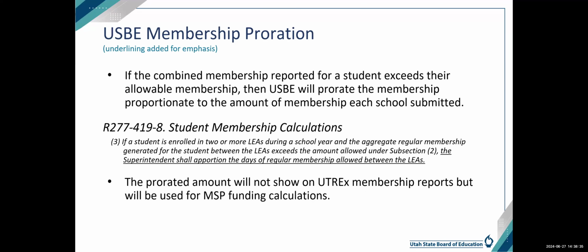If the combined membership reported for a student exceeds their allowable membership, then USBE will prorate the membership proportionate to the amount of membership that each school has submitted. This is also in board rule, where it says that the superintendent will apportion the days of regular membership allowed between LEAs. This prorated amount will not show on Utrecht membership reports, but will be used for the MSP funding calculations. Again, this happens after the data are submitted and finalized.